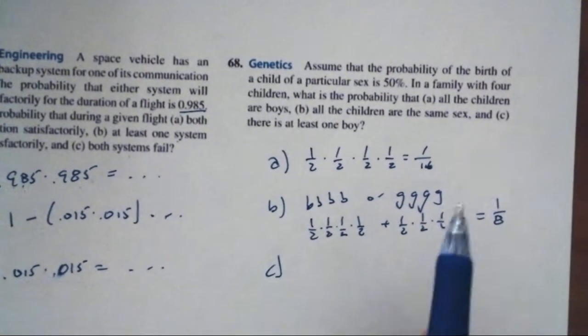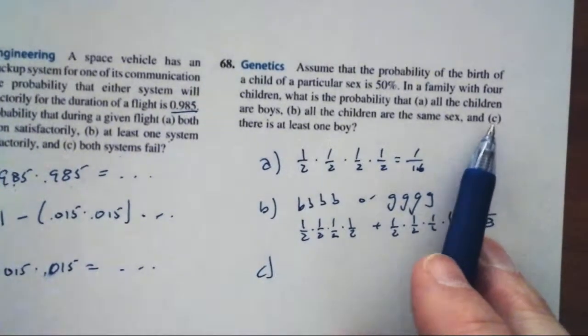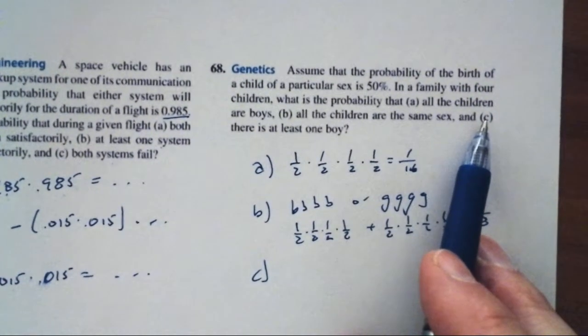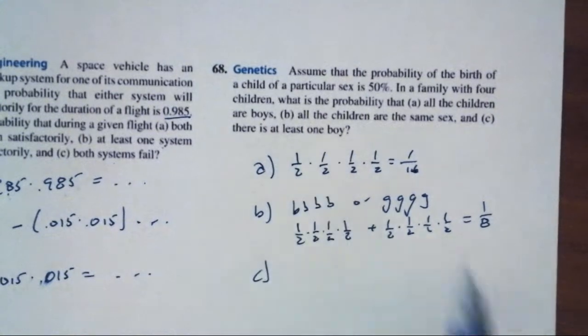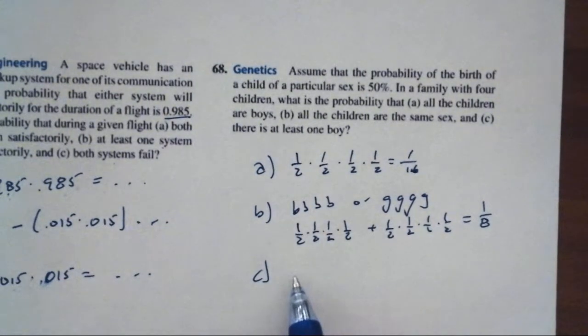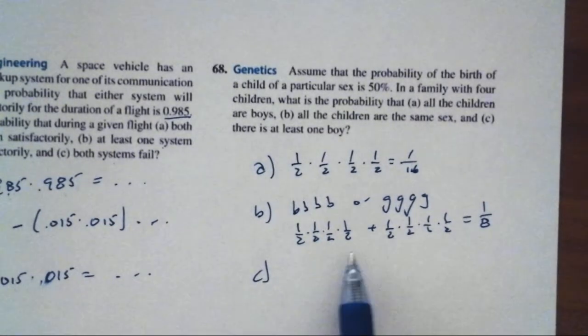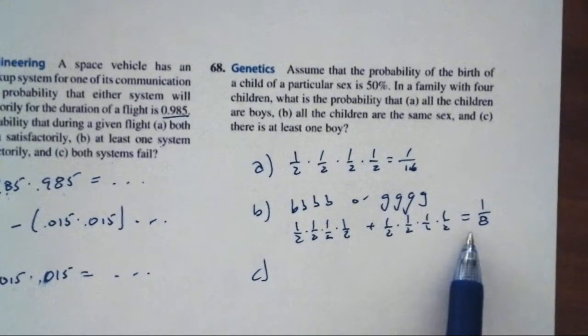And C, this is where I get to be politically incorrect. You win if there's at least one boy. Holy smokes. Well, we win if we have a boy, a girl, a girl, a girl, or a girl, a boy, a girl, a girl, or a boy, a boy, a boy, a girl, and so on. I mean, I haven't even started to scratch the surface of this.